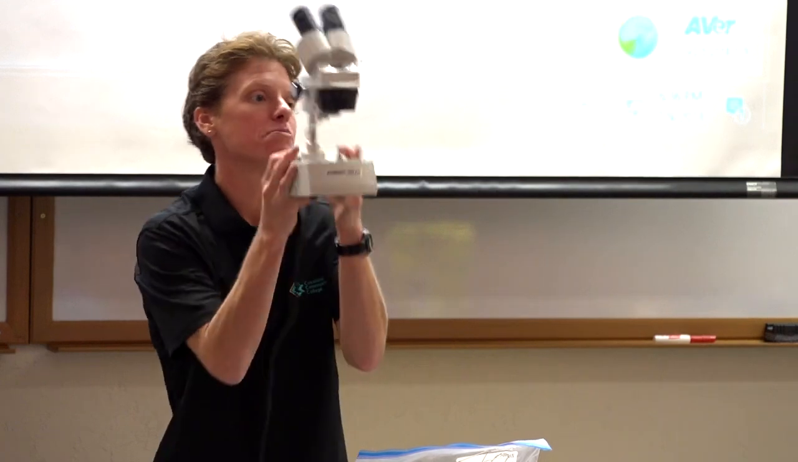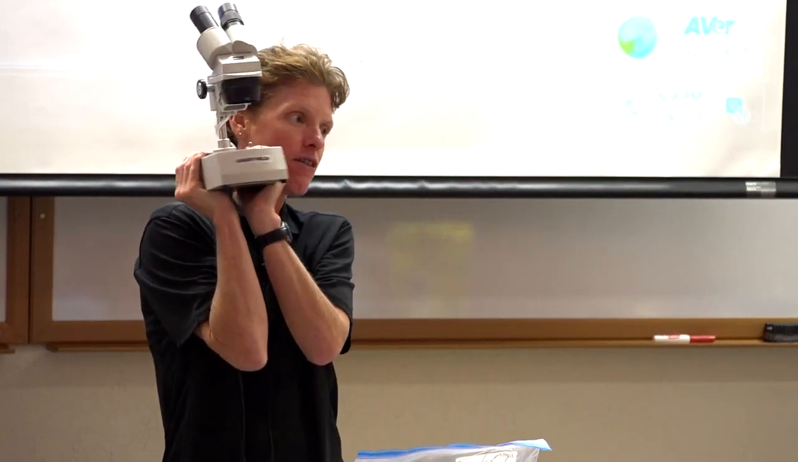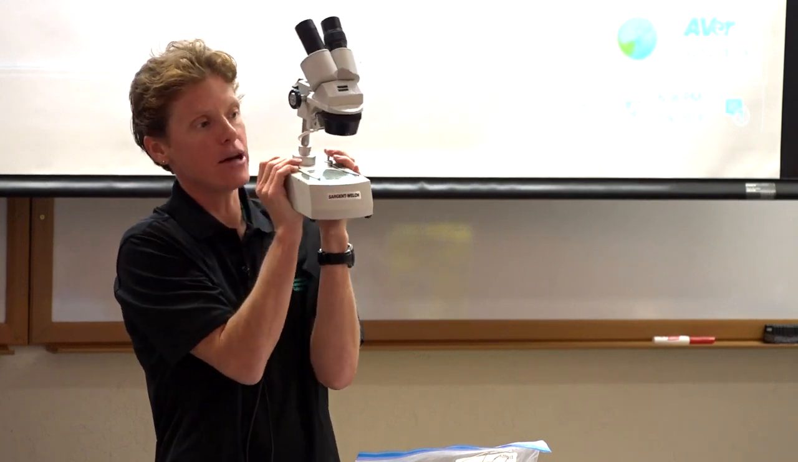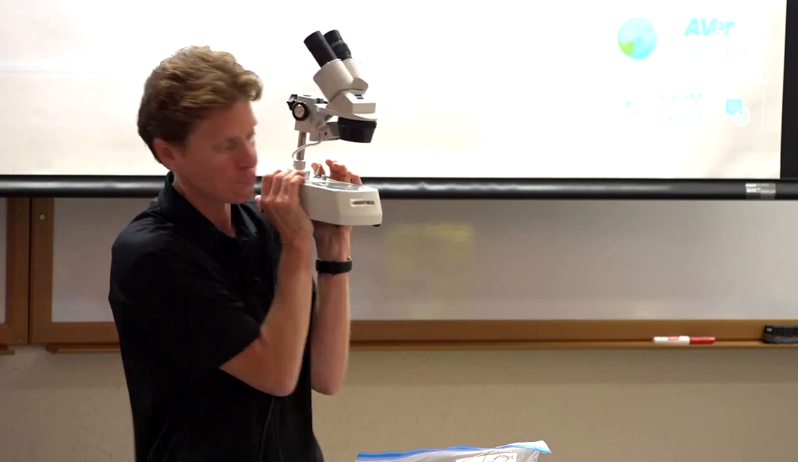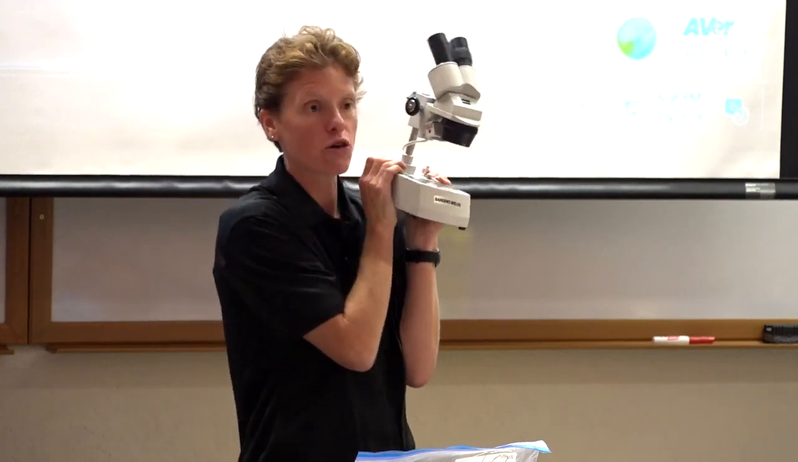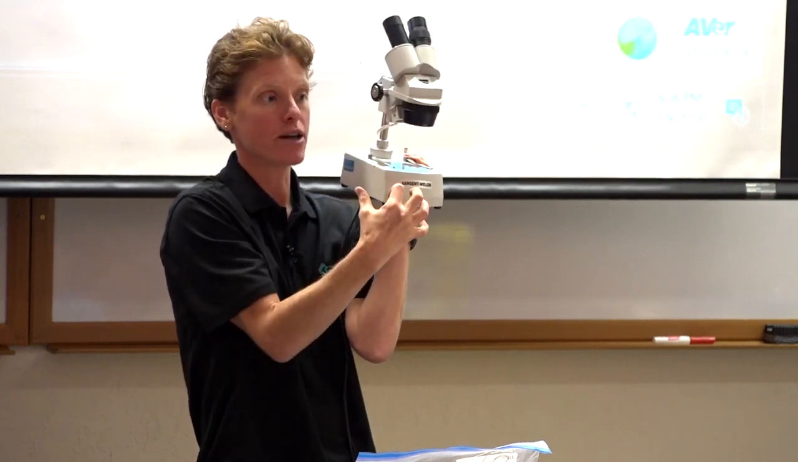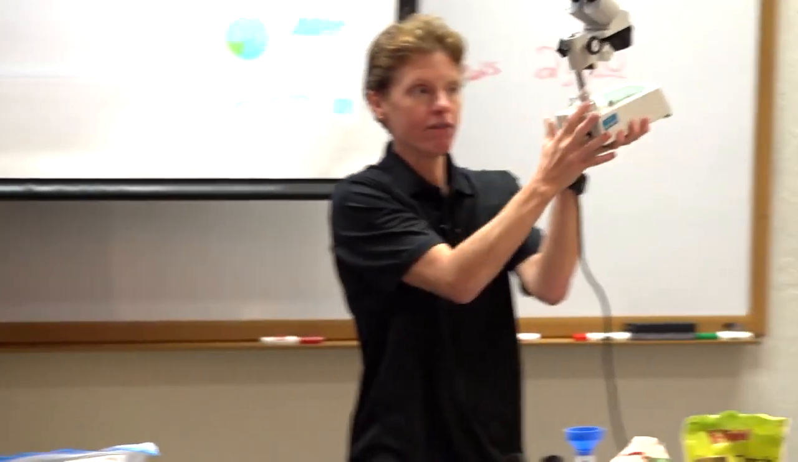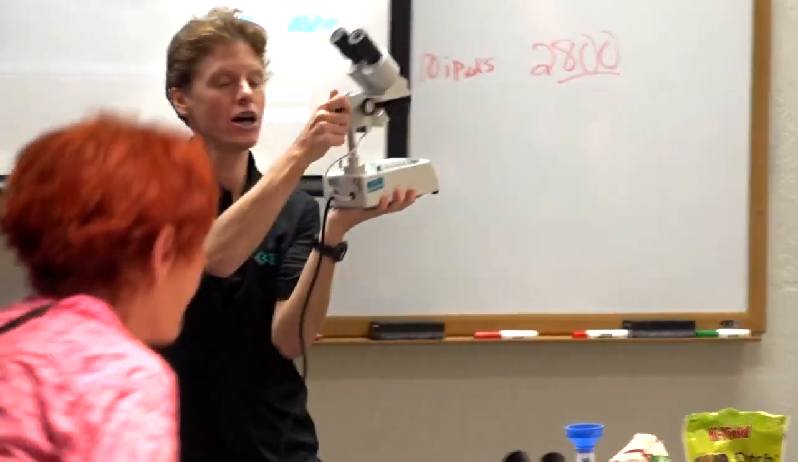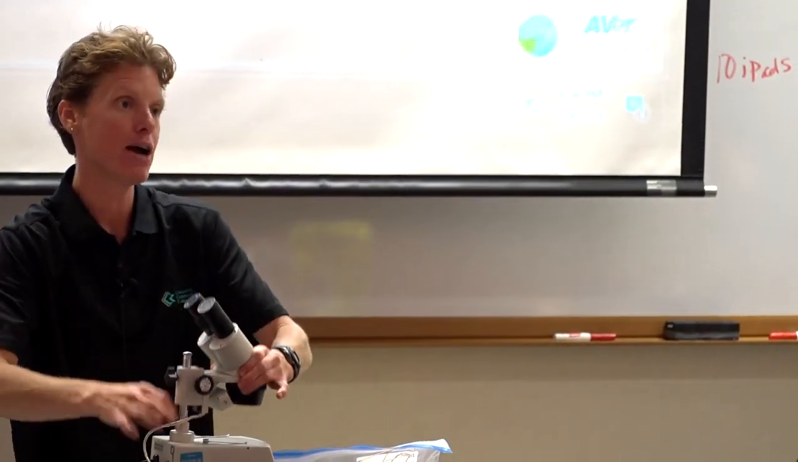These are the scopes, mostly dissecting scopes, so we should have enough for everyone to have their own. There's a button on the base, and the light will go either from the top or the bottom. For the soil we're looking at today, you'll want the light coming down from the top. At the back of these microscopes you can adjust the height. If it's not coming into focus, the most common problem is that you haven't adjusted this back height.